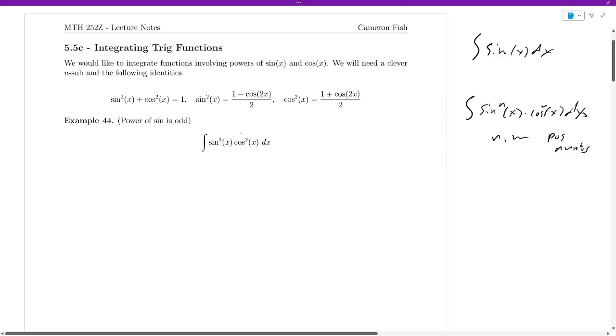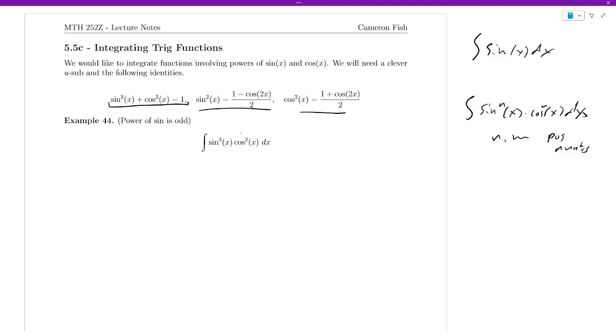Okay, so before we start, let's recall some identities. It turns out, basically, the only way to do any of these integrals is to make clever use of this identity and the other two. This one on the left is the most famous one. If you know anything about sine and cosine, you should know this: when you square sine and square cosine and add them up, you get 1. Remember, that's secretly the Pythagorean theorem.